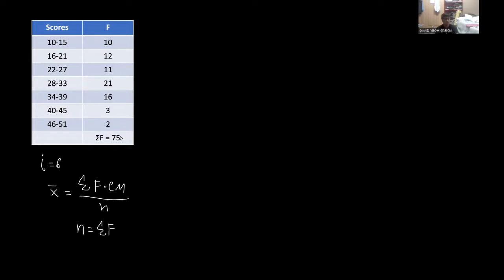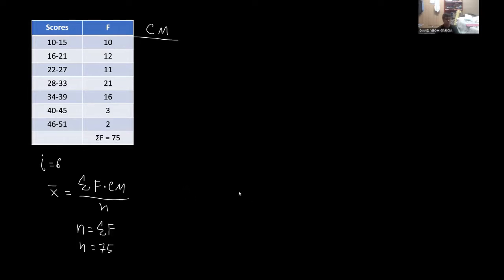Therefore, if we add these frequencies, we get a total of 75, so n is also equal to 75. That's it, we found the value for n. How about the summation of all the products of frequency and class mark midpoint? The first thing we need to do is make another column for class mark midpoints. We're going to find the class mark midpoint in each class. What would be the formula to use?